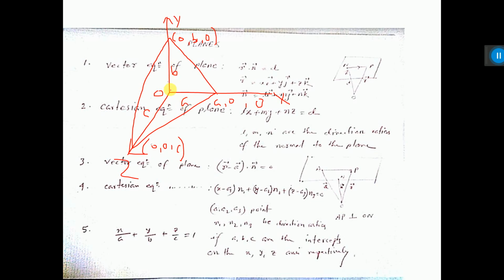Then the equation of this plane will be x by A plus y by B plus z by C is equal to 1. It is like that second order geometry, that is 2-dimension geometry, x by A plus y by B is equal to 1. Since here 3 dimensions are there, you have to take z by C also. This is very important.